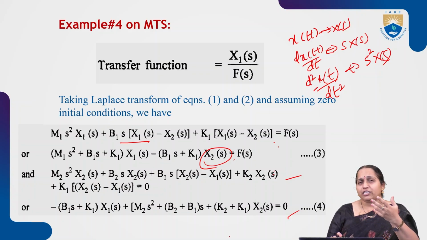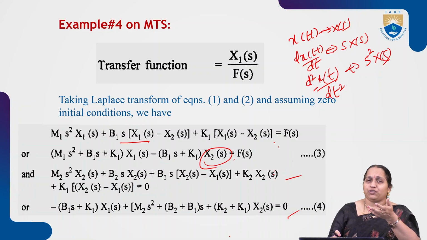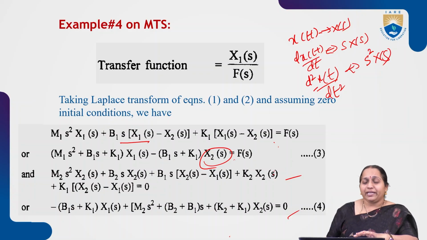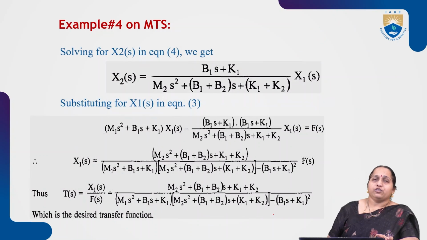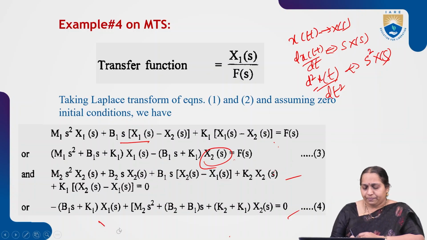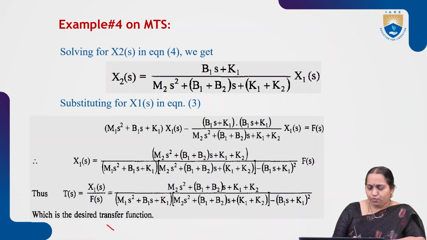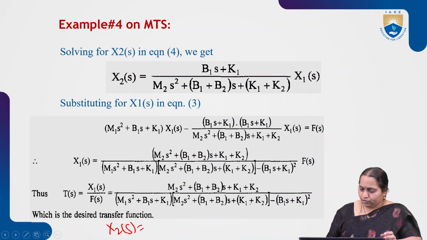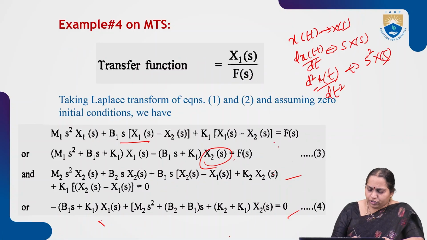Suppose you want to find the transfer function x2 of s by f of s. In such case, we will eliminate x1. Okay. So now since I am trying to find out x1 of s by f of s, eliminating x2 from equations 3 and 4. So solving for x2 in equation 4. In equation 4, if I try to write expression for x2 of s, what do I get? From this equation, what is x2 of s?